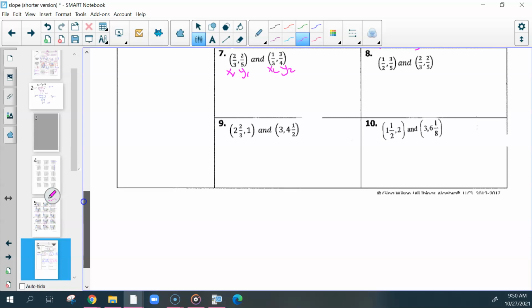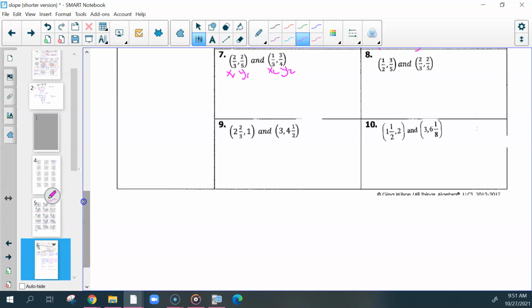So again, somewhere where you have space, you may have to turn your paper to the side. Wherever you have space, you may have space in that box, I'm not sure. So we're going to start this the same way we would any other problem. This would give us 3/4 minus 2/5. All of this is going to be over 1/3 minus 2/3.